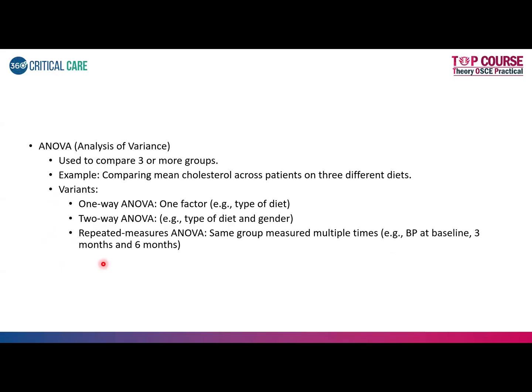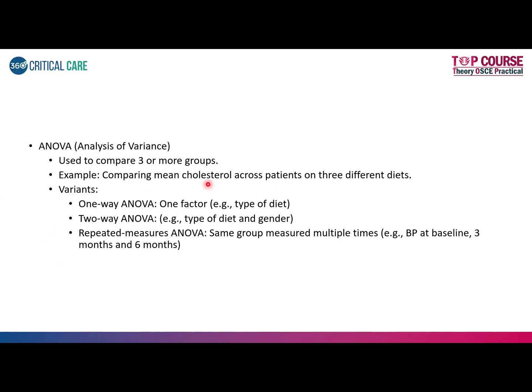And then we come to the ANOVA test, which is the analysis of variance test. It is used to compare three or more groups. Suppose patients are on three different types of diet. One is on a fasting diet, one is on a keto diet, one is on a normal diet, and you want to know the mean cholesterol levels across the three groups. Then you use an ANOVA test.